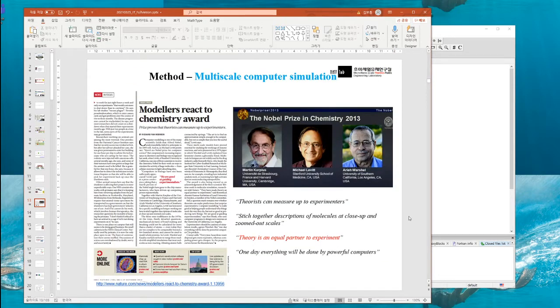This slide tells us about the Nobel Prize in 2013. I was at the University of Ulsan at the time, and I was pretty impressed when I saw the interviews that they gave. The most important sentence in there is what they say: now the theory that we can build in the computer is pretty much an equal partner to the experiment.